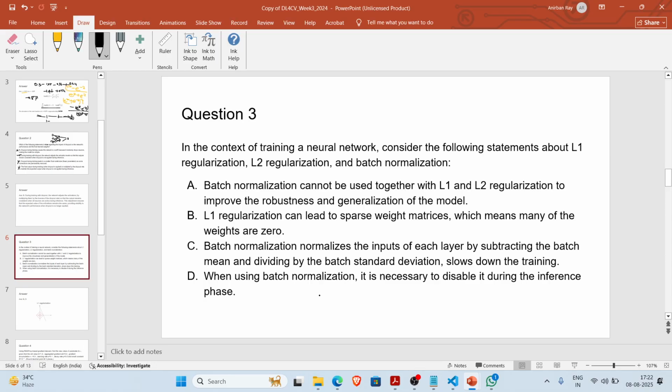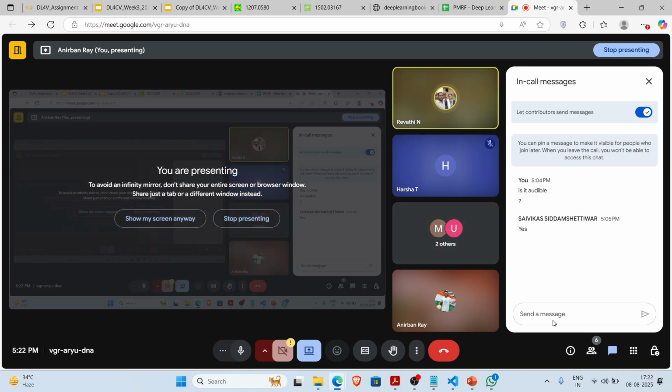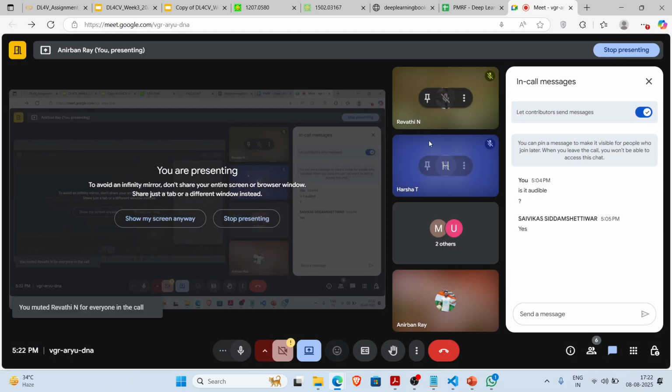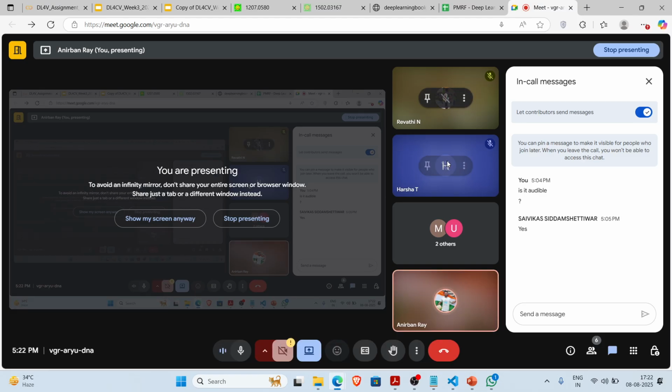Okay, moving on to this question. So what you are having is that these are the regularizations given: L1 regularization, L2 regularization, and this is batch normalization. Okay, so this is L1 regularization, L2 regularization is there.